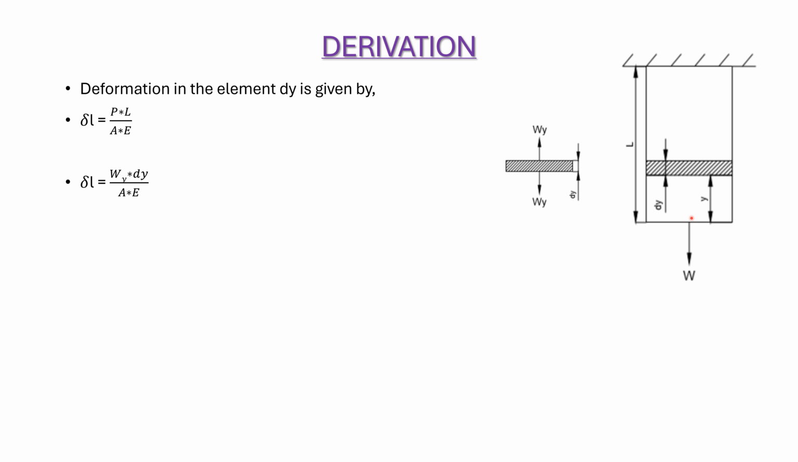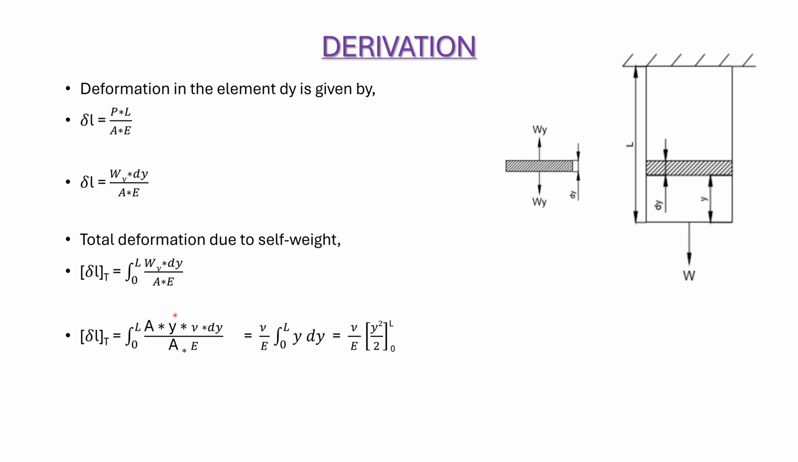Therefore, in order to get the total deformation of this prismatic bar due to its self weight, I will have to integrate it. When I do that, the total deformation will be the integration of this element, that is Wy into dy upon AE from 0 to L. We know from our previous slides, that is from equation number 3, that Wy is equal to A into y into nu, and dy I keep as it is, and A into E I keep as it is.